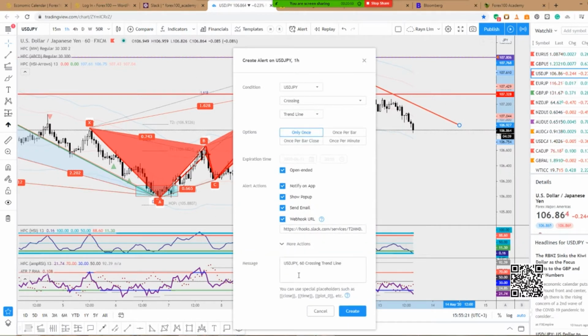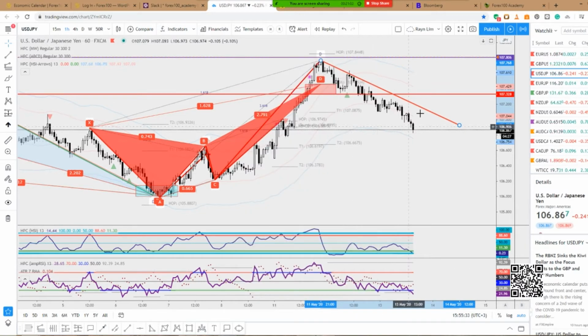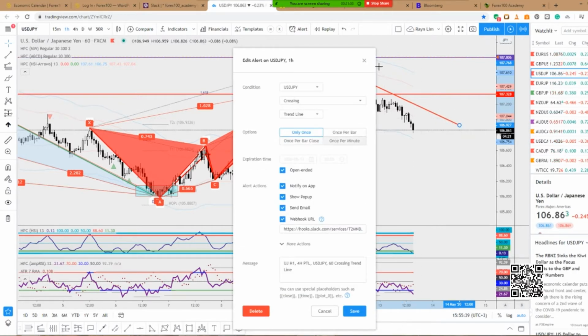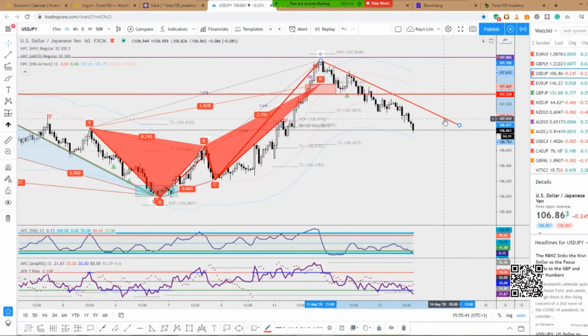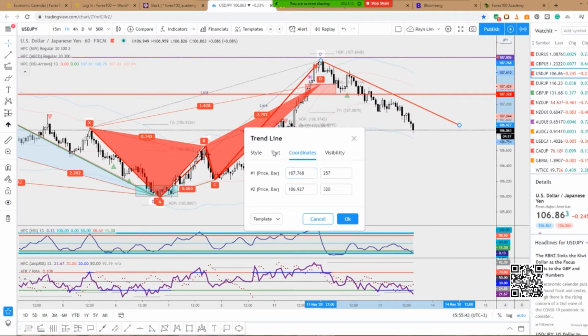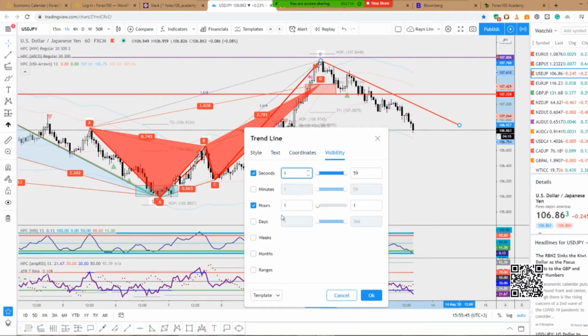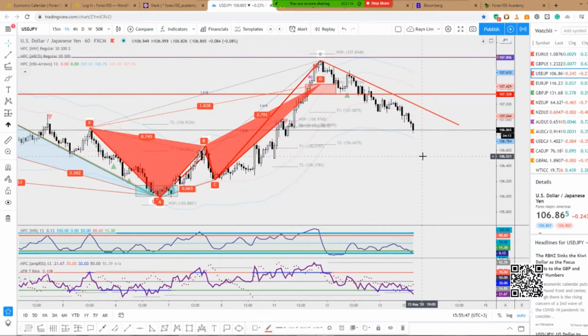And I want this alert. This is a 1 hour chart, UJH1. Crab pattern is a profit trend line. So what I'm going to do is observe how the market reacts once it comes back up to the trend line level. Okay, so let me just make sure that the visibility is correct. Okay, great.